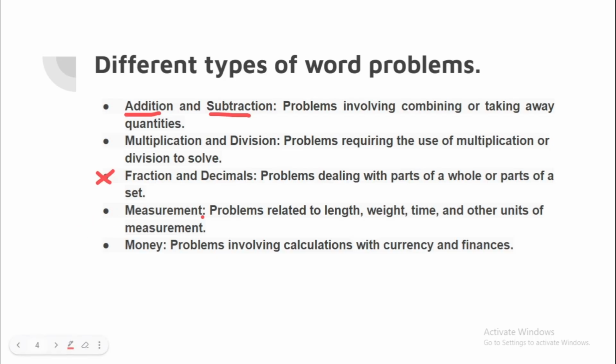So like half of something, 2.5 of something. Next up, measurement. These are problems relating to any type of measurement, like length, weight, time, height, anything. And another one is money. These are just problems involving calculations for currency, finances. A big one is debt. Still need to pay that off.